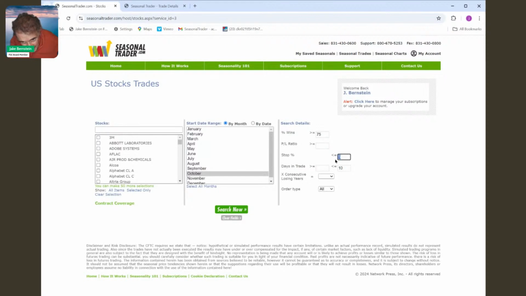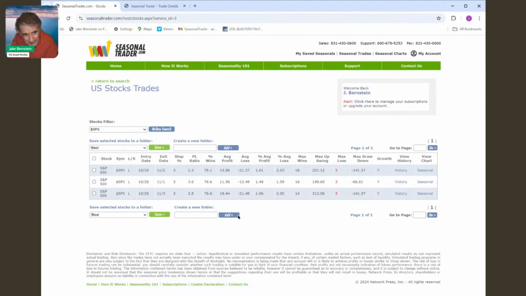Is there such a beast in the program, in the history? Here we are. 75% wins minimum, 3% risk, and less than 10 days. Let's look. The suspense is killing me. Well, lo and behold, we have it. Right over here. The first position.